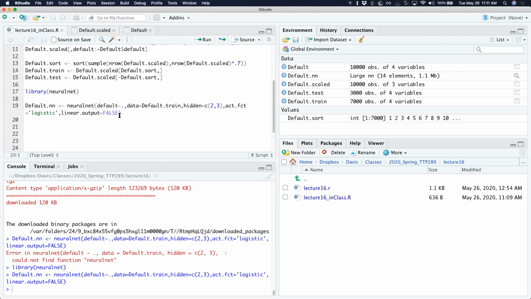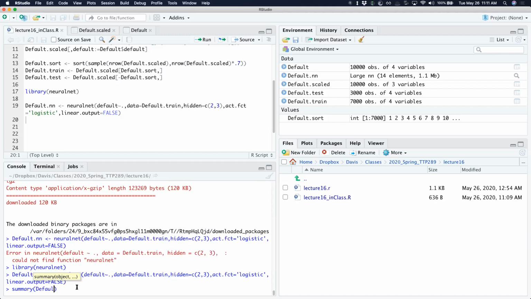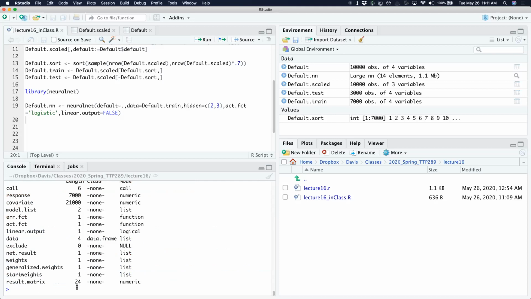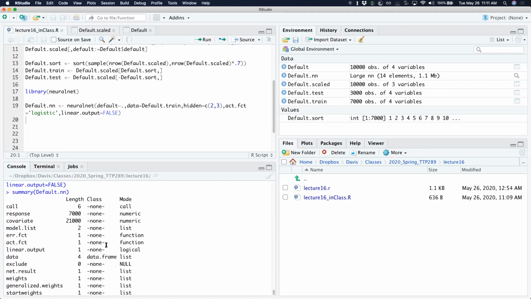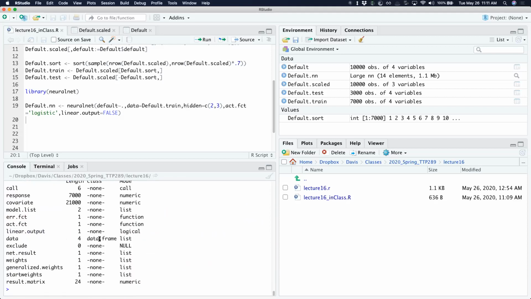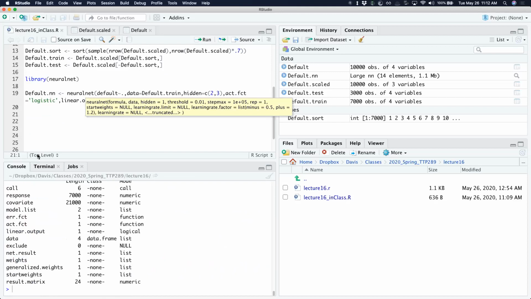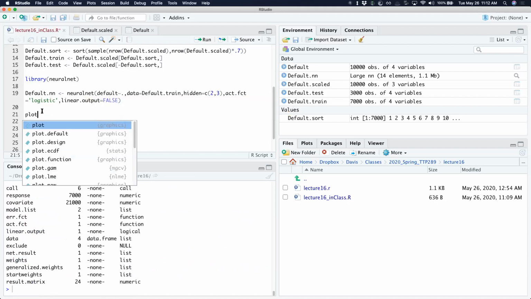Okay, so let's take a look. Actually, I'm not even sure, I haven't used summary with this before. But yes, okay, it will tell you something about the model, and you can look at all of these. It'll give you the weights, for example. Let's take a look at the plot and see what this looks like.